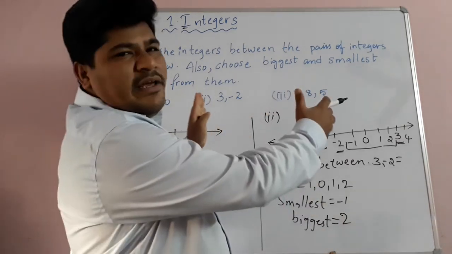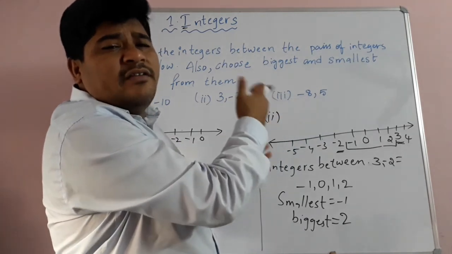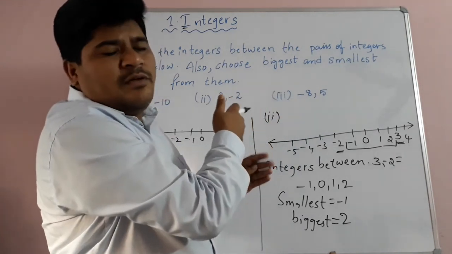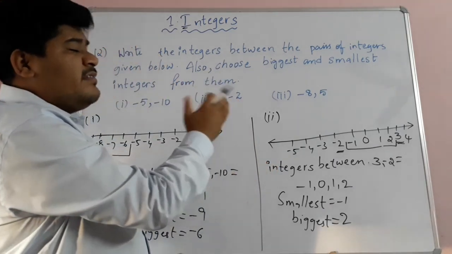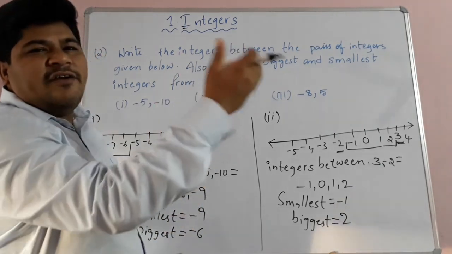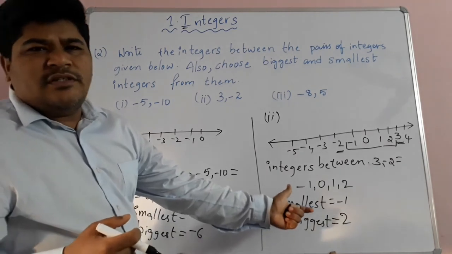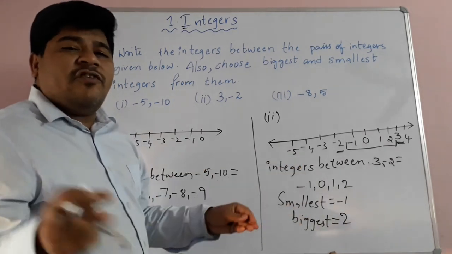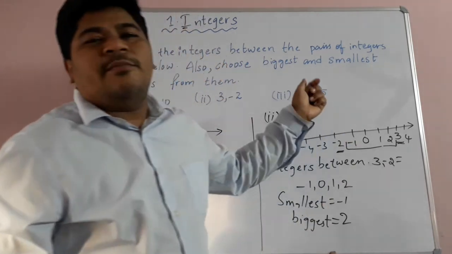So take the number line. You can start from 5, 4, 3, 2, 1, 0, 1, 2, 3, minus 1, minus 2, minus 3, minus 4, minus 5, minus 6, minus 7, minus 8, minus 9. Write those integers on the number line. Between minus 8 and 5, whatever integers are there, you just take out and write. And among them, again we have to identify the biggest and smallest integers. Okay. So children, please try this third problem.